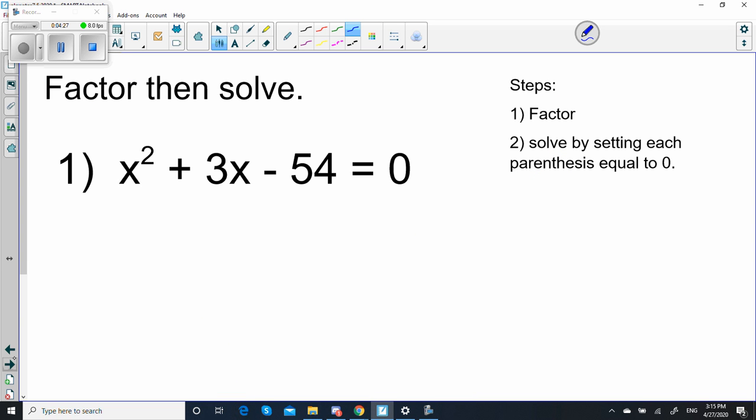All right, here's the new information. So my first step is that I'm going to factor, just like I did on that connection to prior learning page.